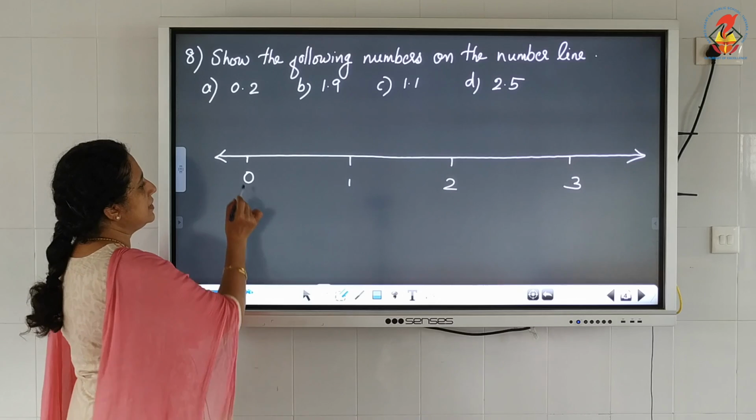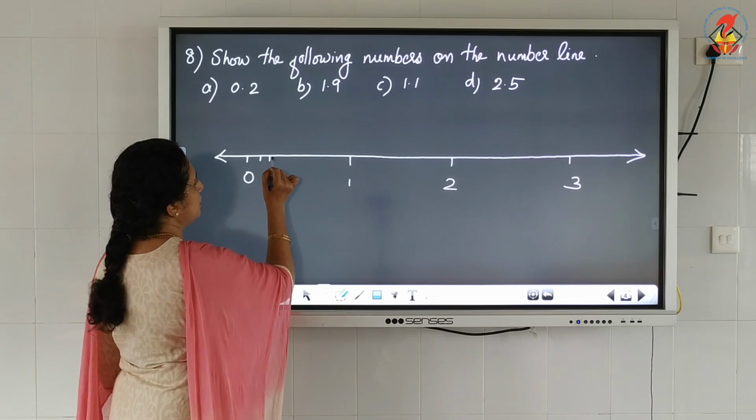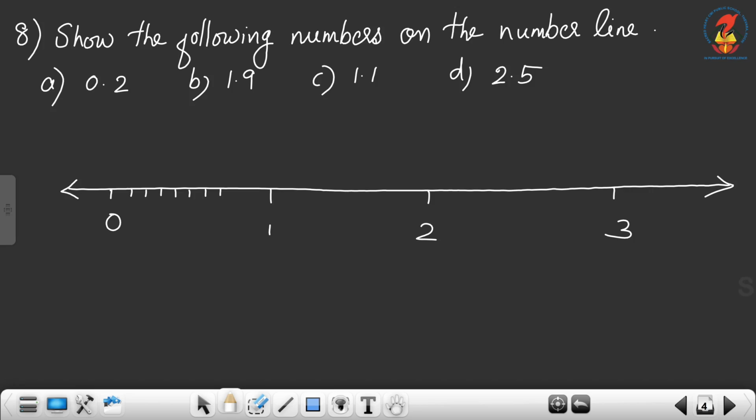Then again the distance between 0 and 1 should be divided into 10 equal parts: 1, 2, 3, 4, 5, 6, 7, 8, 9, 10. Similarly, the distance between 1 and 2, and 2 and 3 also should be divided into 10 equal parts. 1, 2, 3, 4, 5, 6, 7, 8, 9, and the 10th part we can mark as 3.